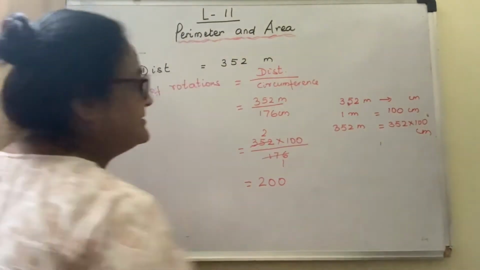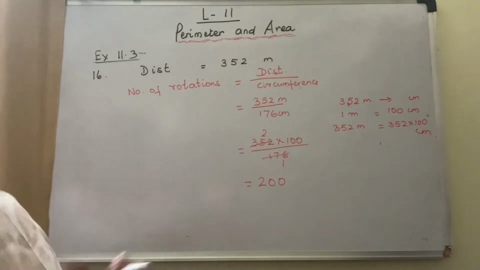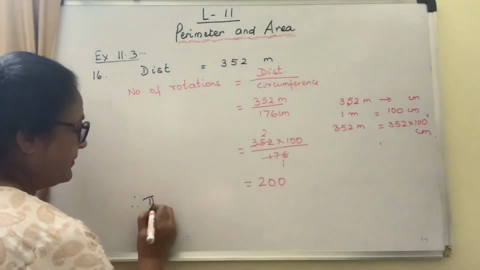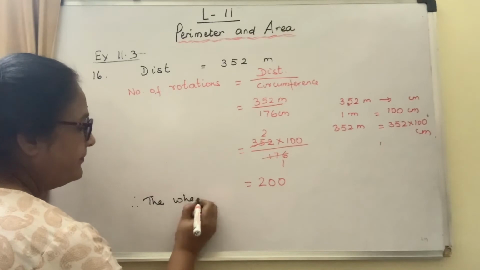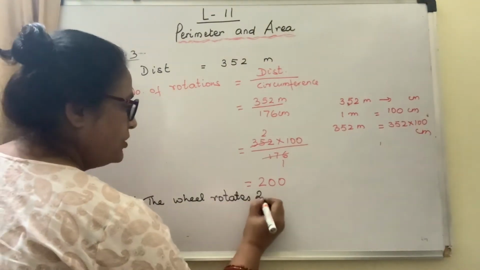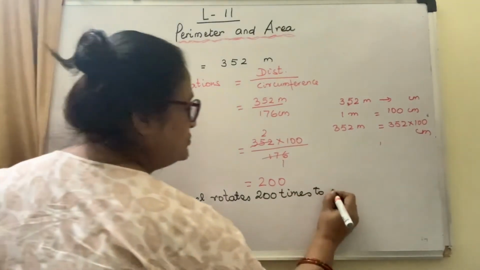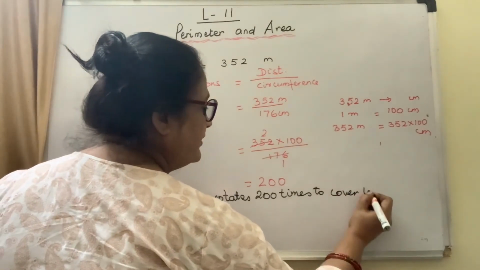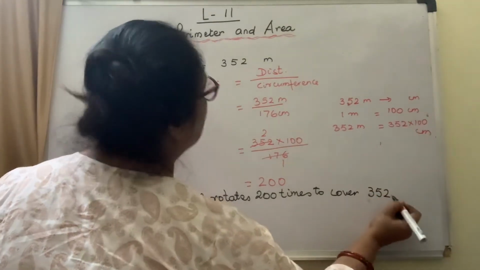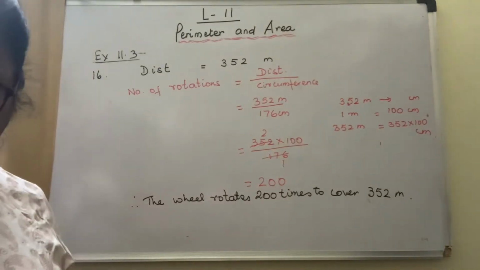So your final answer will be: therefore, the wheel rotates 200 times to cover 352 meters.